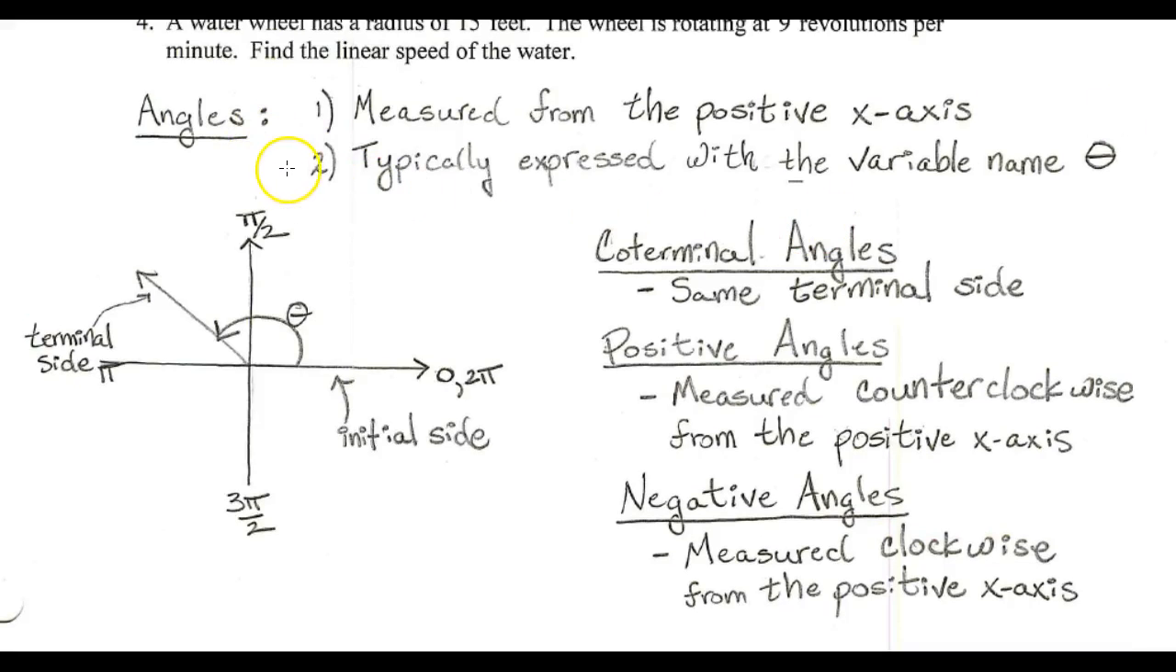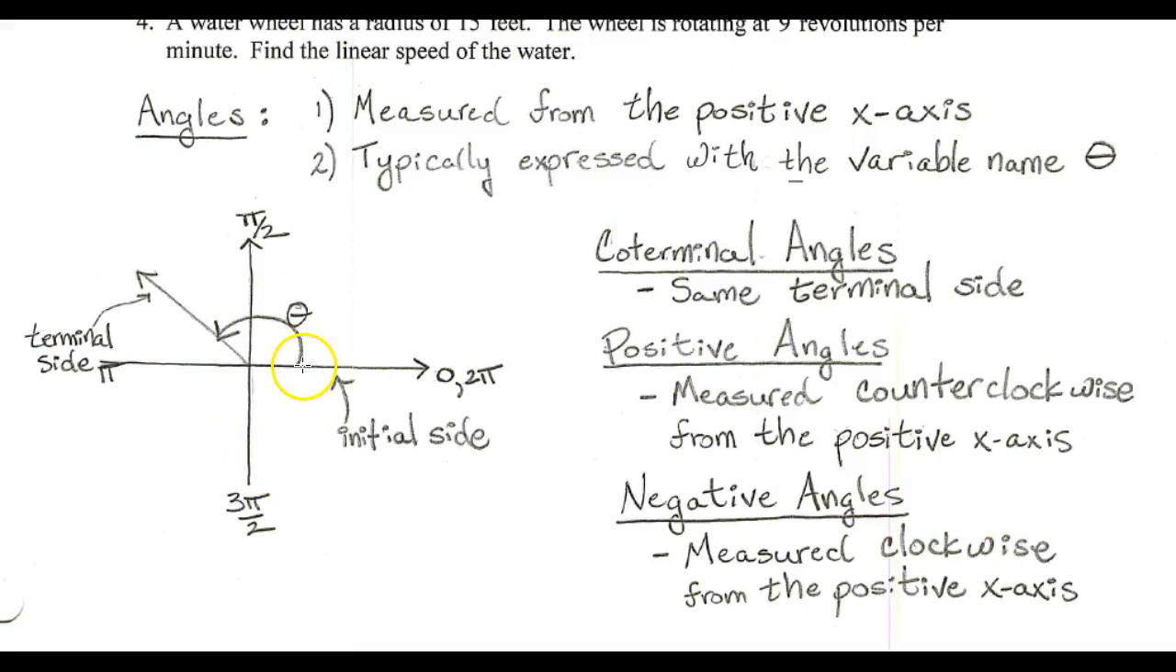So angles. First of all, angles are always measured from the positive x-axis. So the positive x-axis is where we start measuring an angle. If we measure in the counterclockwise direction, that's considered a positive angle. If you were to measure an angle in the clockwise direction, that would be called a negative angle.